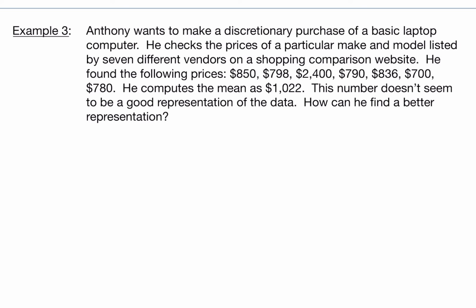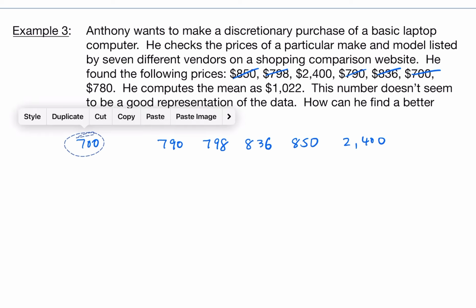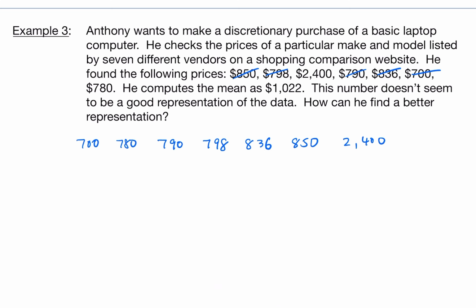And to be able to find the median, we have to list the prices in ascending order. So we're going to have 700, and then 790, and then 798, and then we have 836, 850, and then 2,400. And I think we missed one here. We have a 780 right here. So let's go ahead and move this over. All right, and we have a 780.